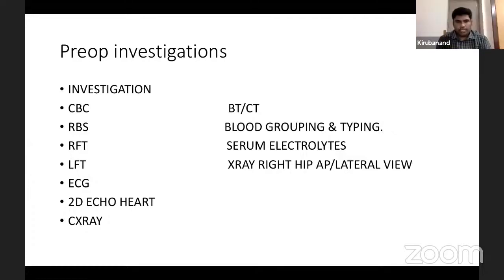Okay, so leads 2, 3, aVF, which wall does it indicate? Where do you expect regional wall motion abnormality in the heart when there is an abnormality in these leads? Right coronary artery, it indicates it's predominantly in the inferior wall, sir. Inferior wall or infralateral. So, okay.